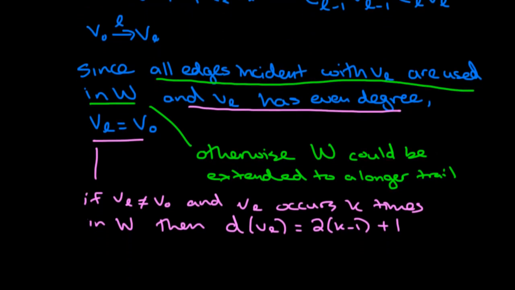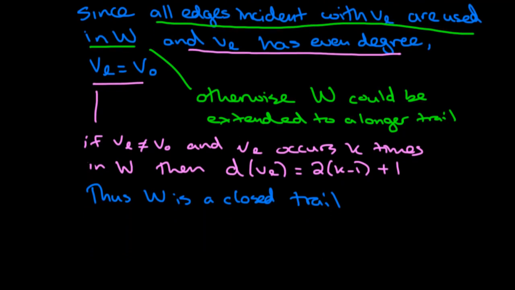So what we have right now is that W is actually a closed trail. Thus, W is a closed trail. Now our aim is to in fact show that W is going to be an Euler tour. So right now we know it's a closed trail, but what we want to show is that it in fact is an Euler tour. And so we can say, well, if it's not an Euler tour, then hopefully we'll be able to come to a contradiction.